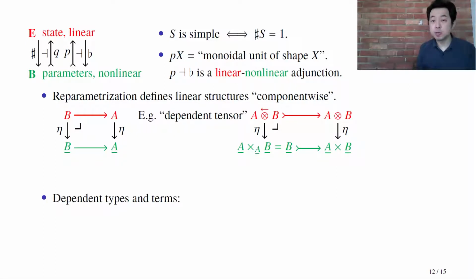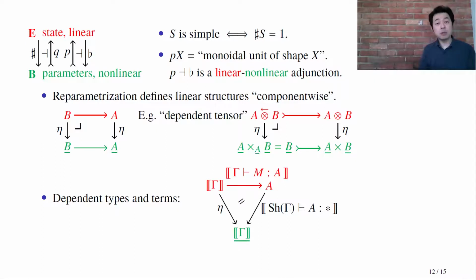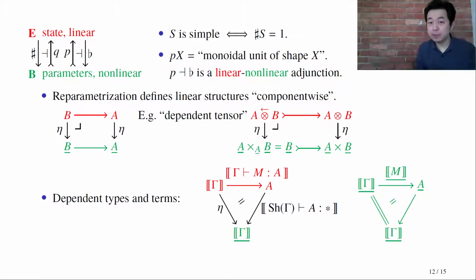Using such linear structures over nonlinear parameters, semantics of dependent types and terms goes as follows. First, a context is interpreted by an object of E. Then, a dependent type in that context is an object of the slice category over the shape of that context. A term in the context is then an arrow in that slice category. So this triangle summarizes our interpretation. Observe that if we hit the triangle with sharp, at the parameter level we have the usual triangle for nonlinear dependent type theory in LCCCs.